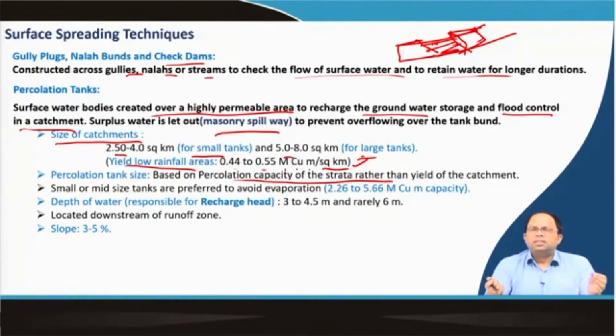And as you understand, this is a tank, meaning it's a depression in the ground. As soon as rainfall starts, suppose it's a rainy season, the first rainfall happens, the water starts flowing, it comes to the tank, it starts percolating.